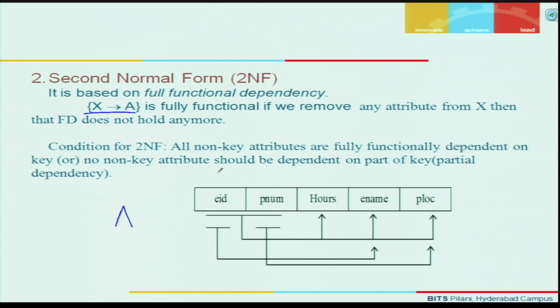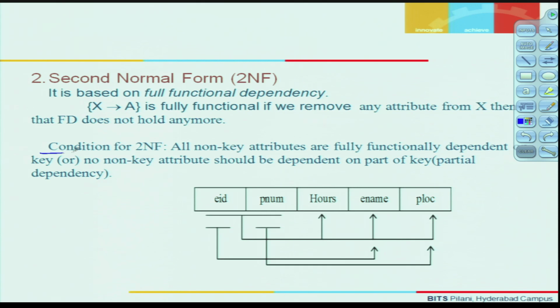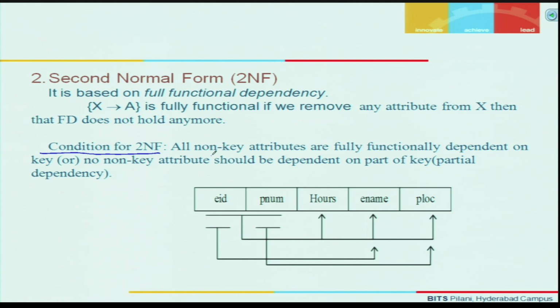Otherwise we can say that no non-key attribute should be dependent on part of the key, or partially dependent on the key. This is the definition of the second normal form. It says that all non-key attributes must be fully functionally dependent on the key. It could be any key, need not be a primary key. For example, a table may contain more than one candidate key, and we need to consider all these candidate keys to check the second normal form condition. Otherwise, it says that no non-key attribute is partially dependent on the key.